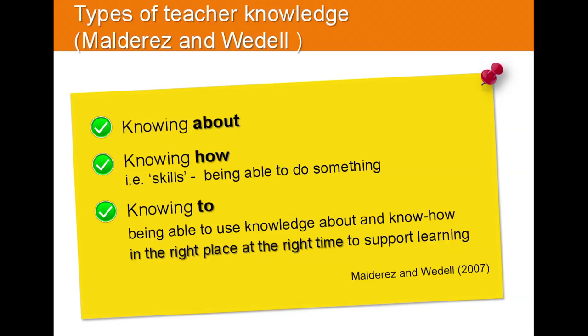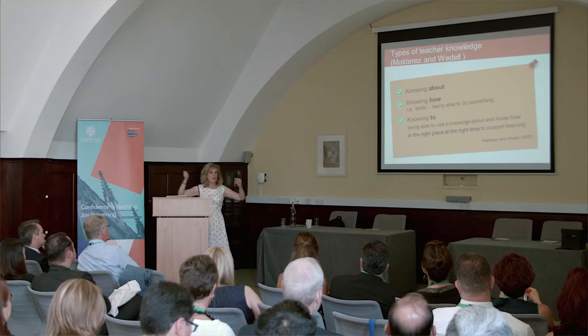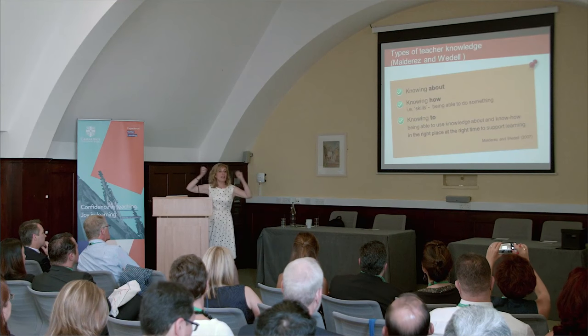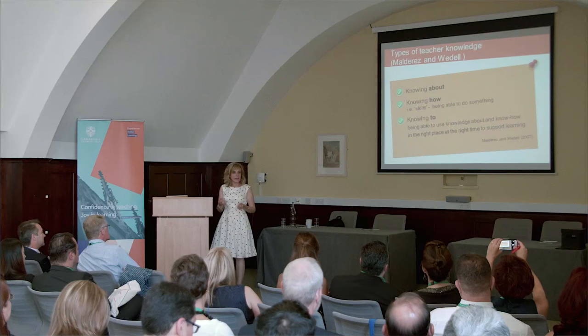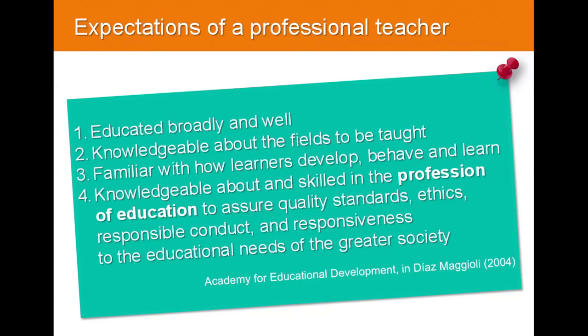Now, knowing to is about knowing about and knowing how in the right place at the right time to support learning. So it's about this. It's about being in the moment. And it's about this kind of improvisatory decisions that teachers make. They can't make them without the knowledge how and the knowledge about. They just can't. Diaz-Maggioli quotes the Association for Professional Development in America, and they write a set of expectations of what a professional teacher should know and should be.